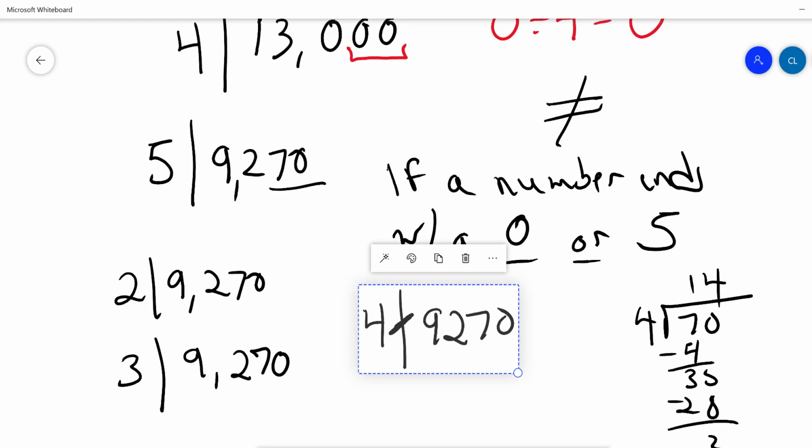So in this video we learned divisibility rules for 2, 3, 4, and 5. In a follow-up video we will look at the rules for 6, 8, 9, 10, and 12.